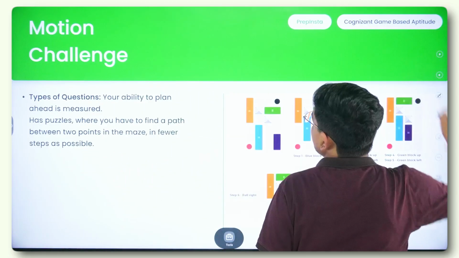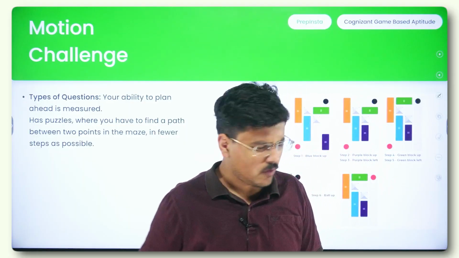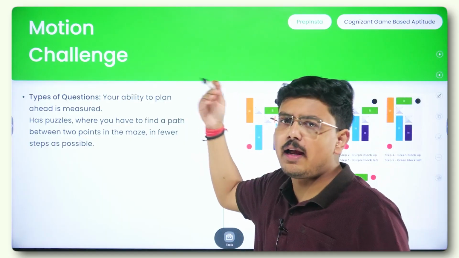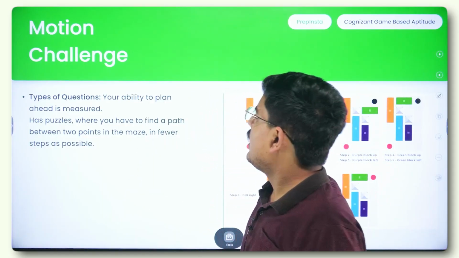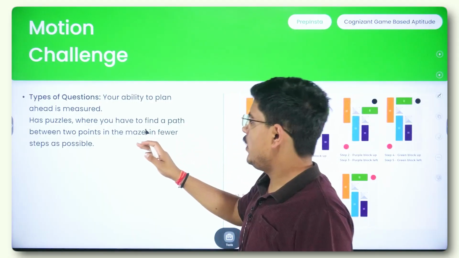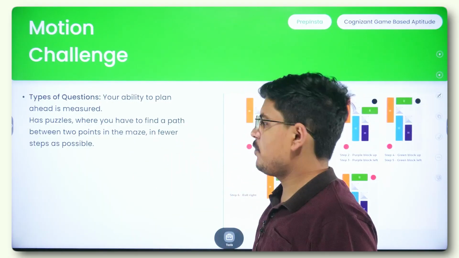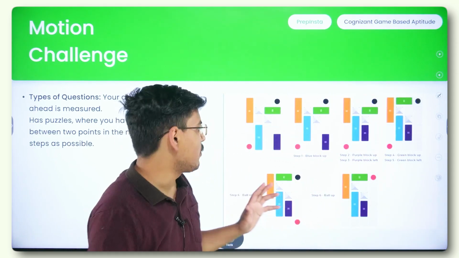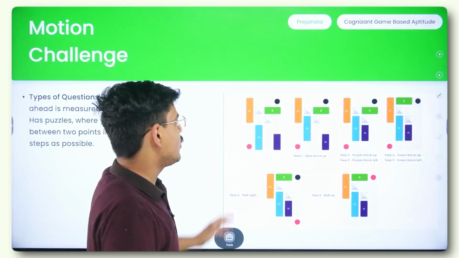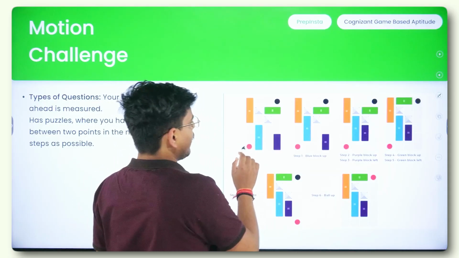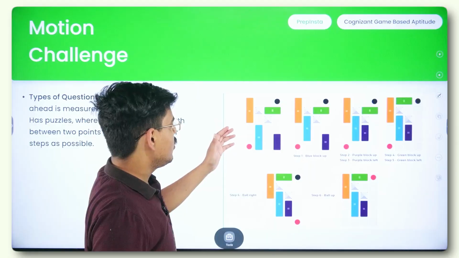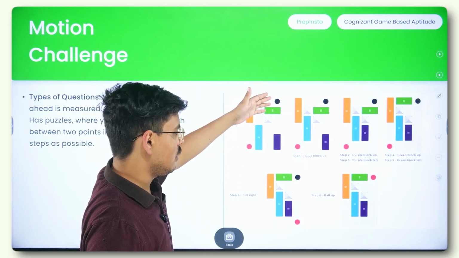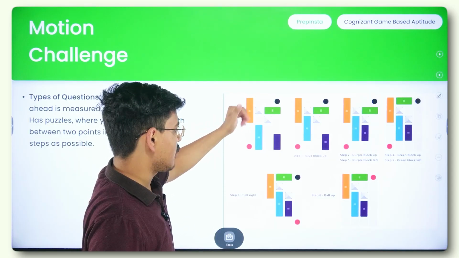Now if I move forward, then comes the motion challenge, one of the easiest types of games. All you need to do is measure ahead how motions should function. It has a puzzle, and you have to find a path between two points in the maze in as few steps as possible. So you have to do the minimum steps and perform the activity. For example, here you have to figure out a way to fix this particular ball at this particular position. In this particular case, what would happen?